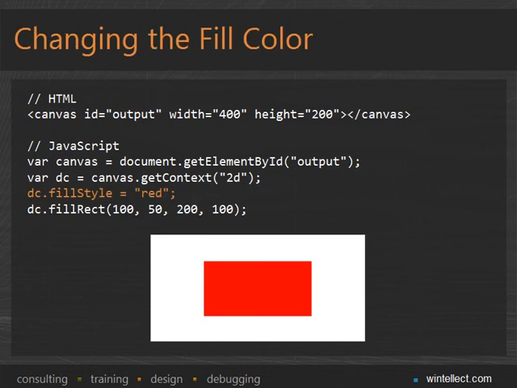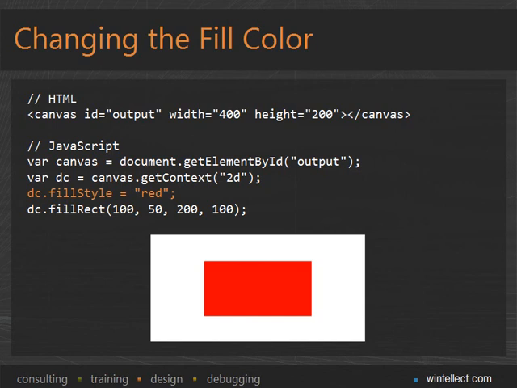Now, suppose I wanted to draw a filled rectangle rather than just a rectangle outline. To do that, instead of calling strokeRect on the rendering context, I would call fillRect, as you see here. Now, maybe I need to draw something that's not just a black rectangle. Maybe it needs to be blue or red.